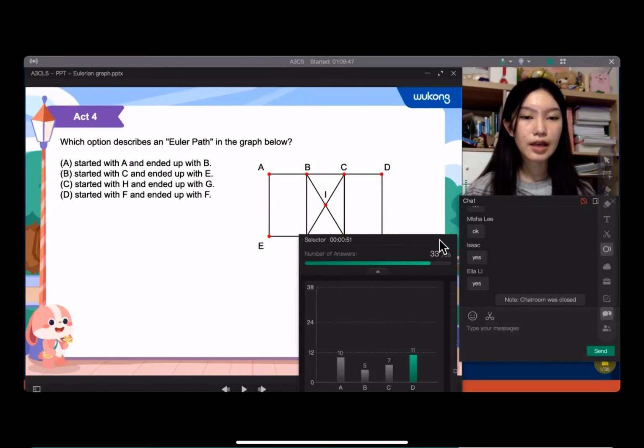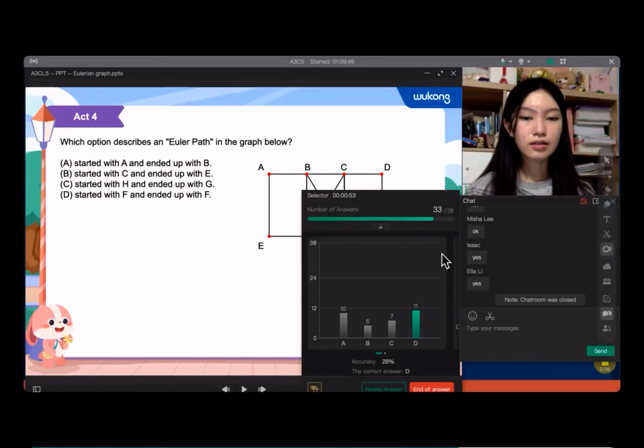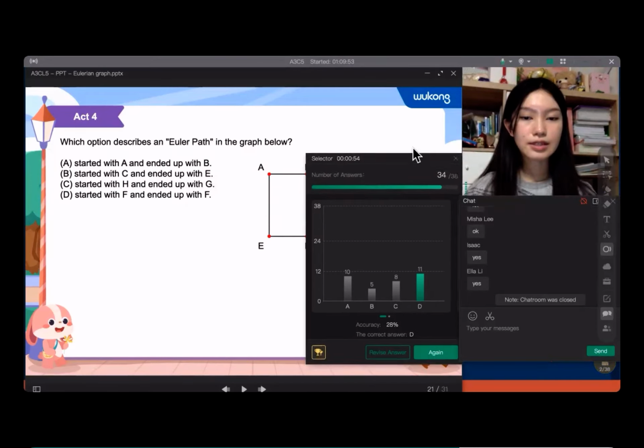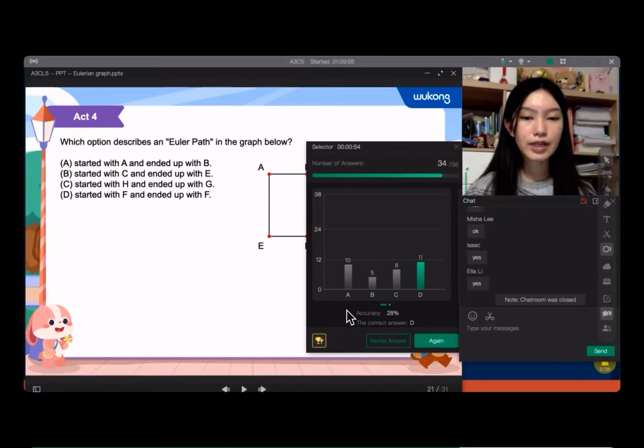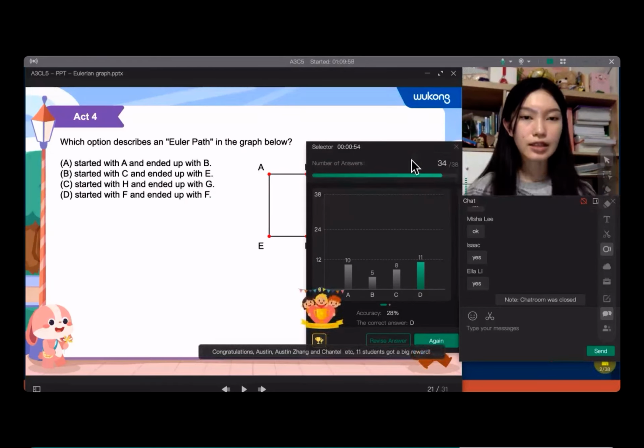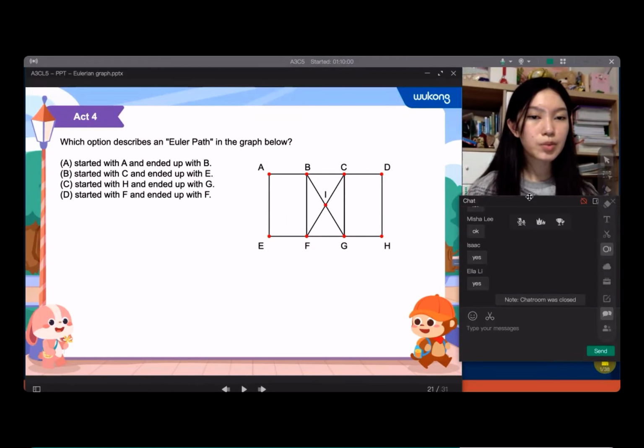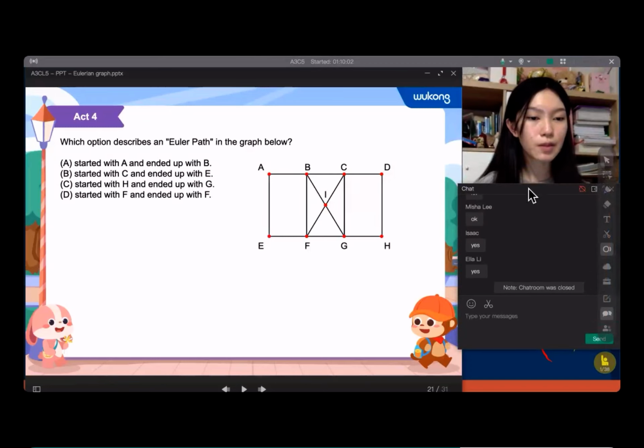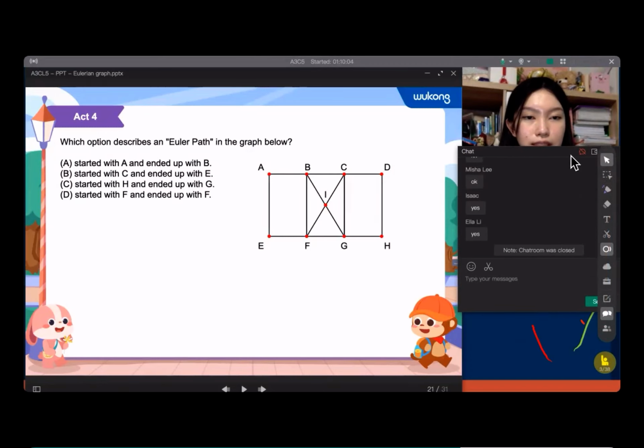Gonna end the answering now. Okay, so the correct answer for this question is D. Let's give a trophy to everyone that has answered correctly. And can you please put your hand up if you want to come up on stage and you have chosen D as your answer?